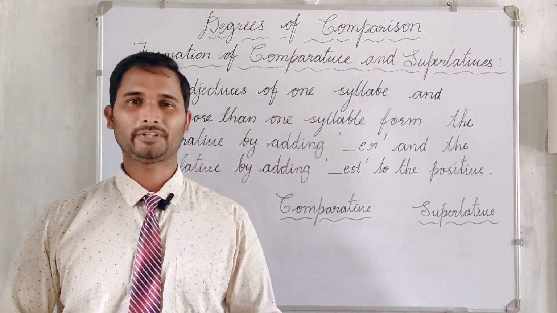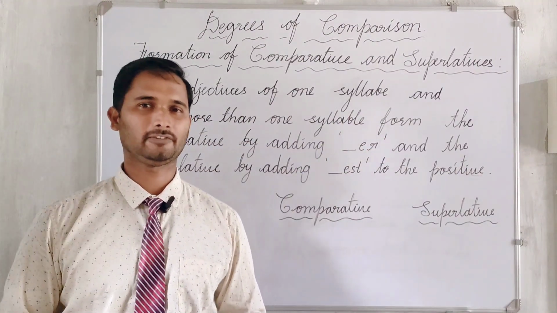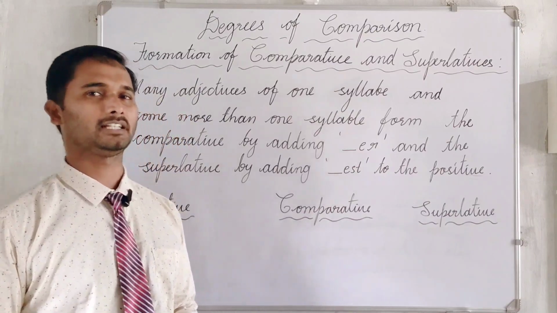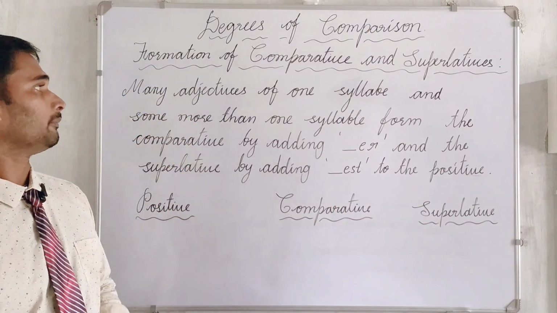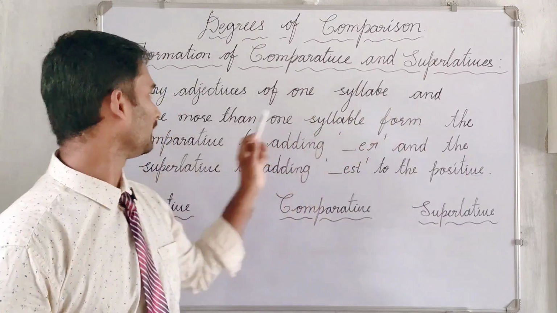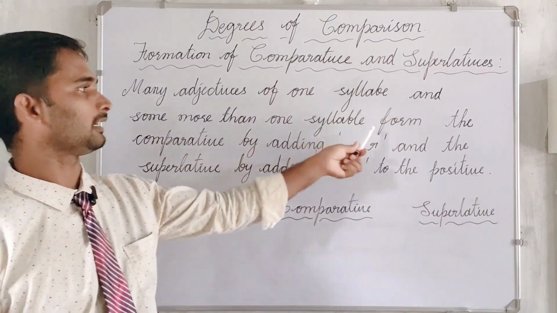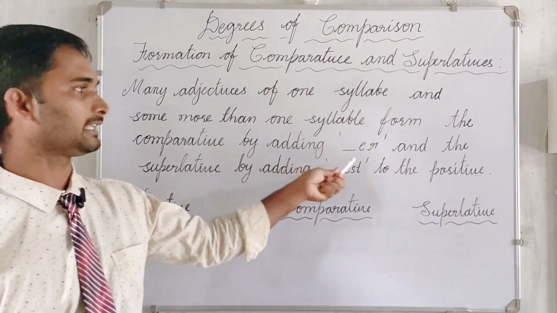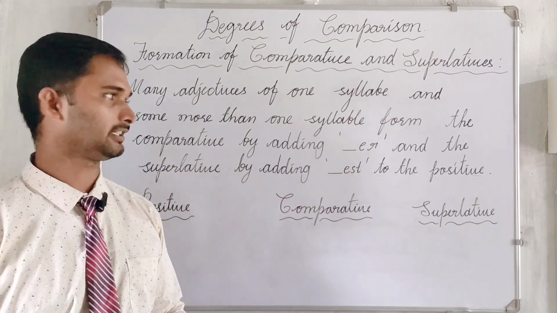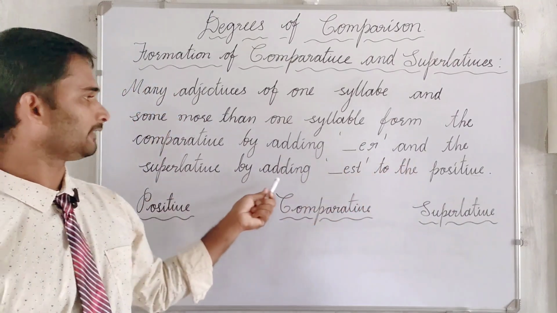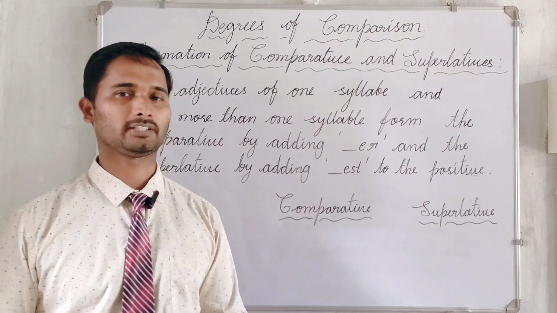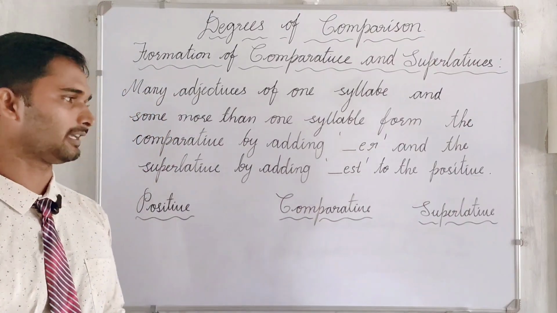Let us learn the formation of the positive, comparative and the superlative degrees of adjectives. Many adjectives of one syllable and some of more than one syllable form the comparative by adding er to the positive adjective, and the superlative by adding est to the positive. Let us see some examples.